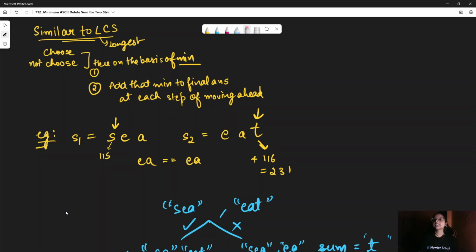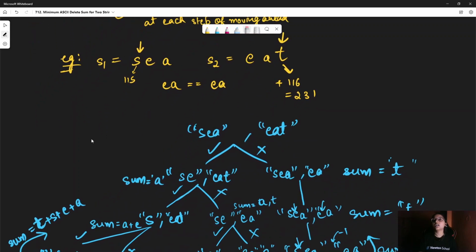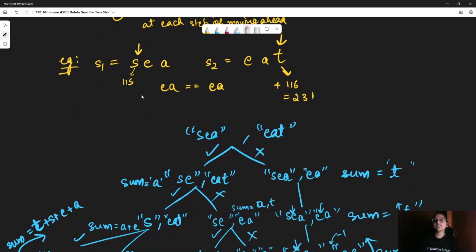So let us take this first example and go ahead. Here "sea" and "eat" were given to us in the first example. So we selected S, whose ASCII value was 115, and T, whose ASCII value was 116, and adding both of them gave us 231, right? And after deleting them from both of the words, we got EA and EA, and both of them are equal, right? So we got the desired result with the minimum sum of deletion. This is the thing which we want to achieve.